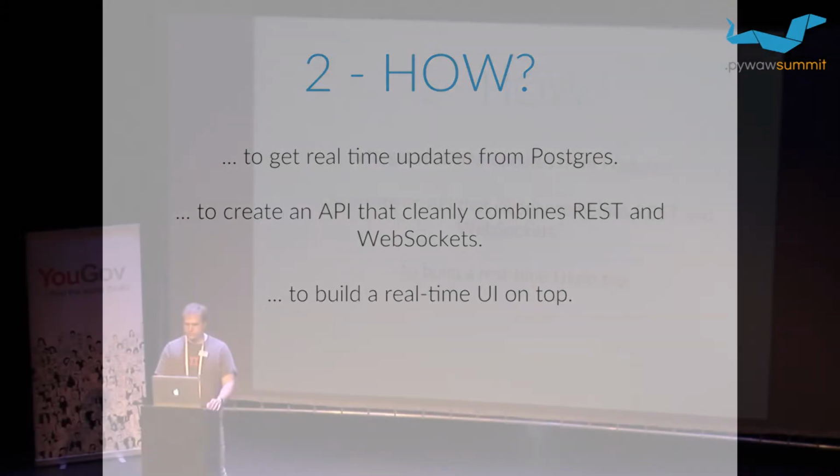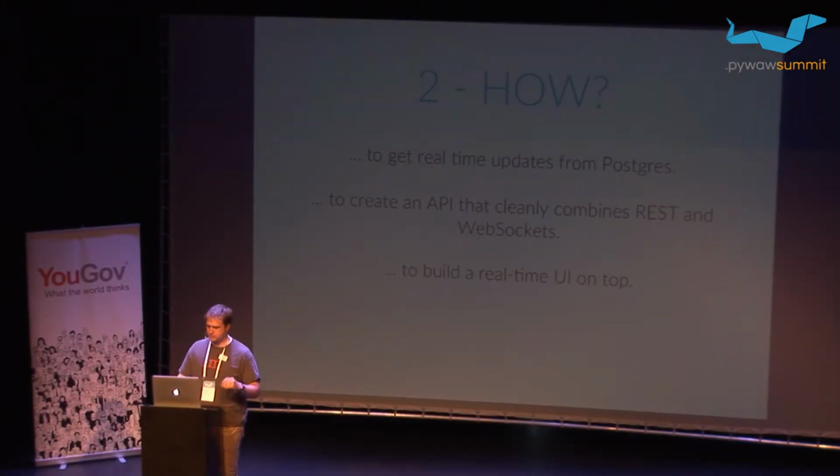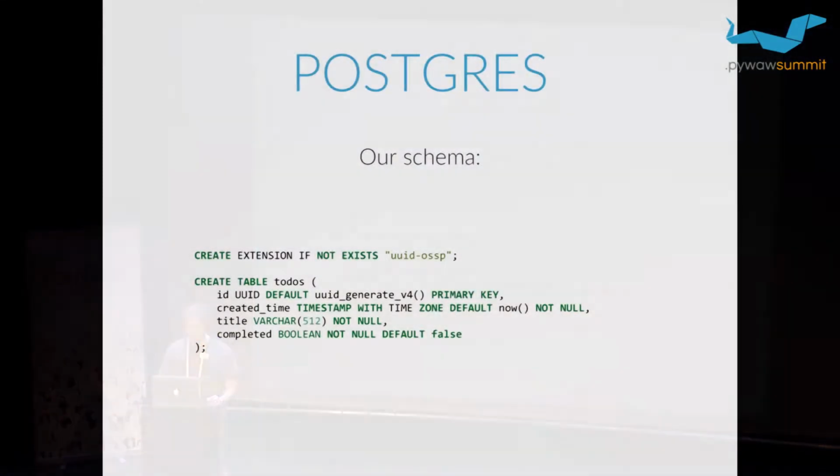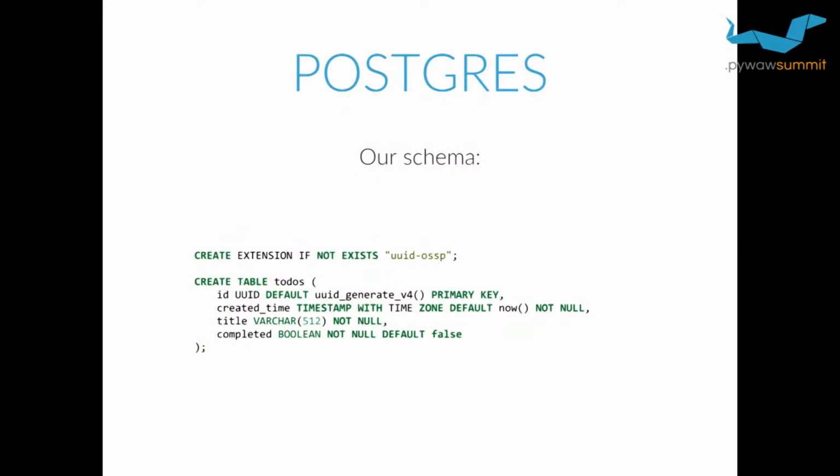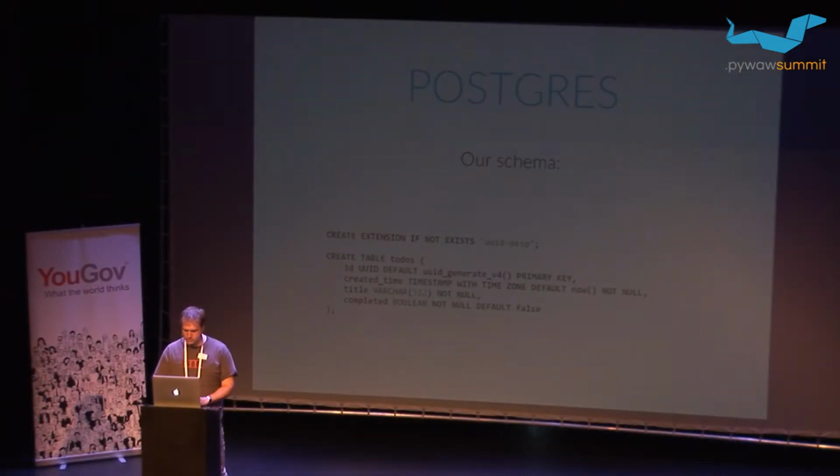So as I said, we're going to do this how part in three steps: the Postgres layer, the API layer, and the UI. Postgres, of course, is a SQL database, and this is what our table is going to look like. It has just four columns for our to-do items, and only one of them do we need to supply when we create a new one. That's just the title. All the rest can be automatically created by the database, so that's nice.